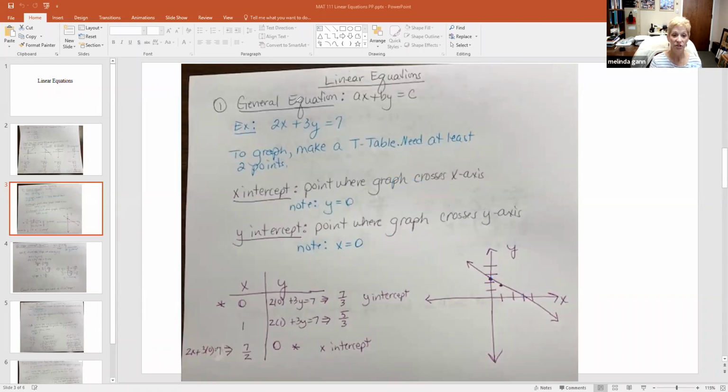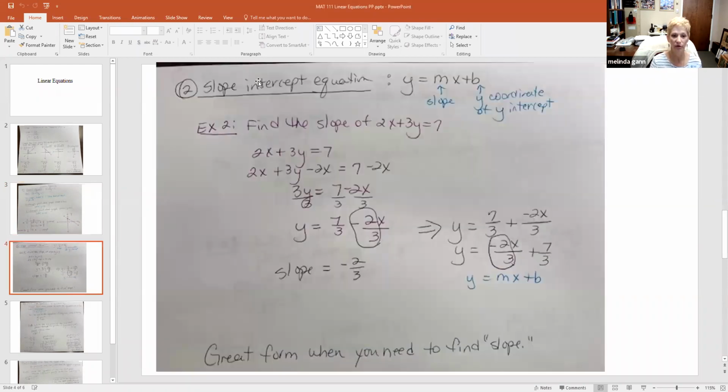Okay, so this general form doesn't really do you a whole lot of good, but it's usually the first way that you solve them. Okay, now the other 2 forms are much more helpful, so let's go look at them. This one's probably very familiar to you. Slope-intercept form, y equals mx plus b.